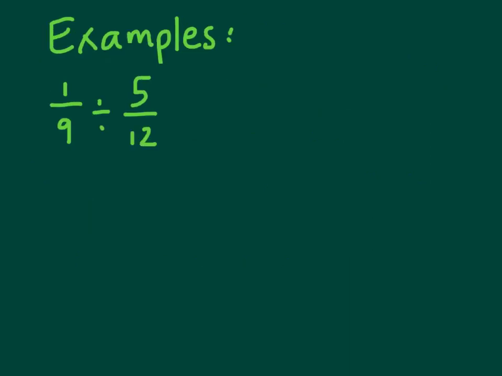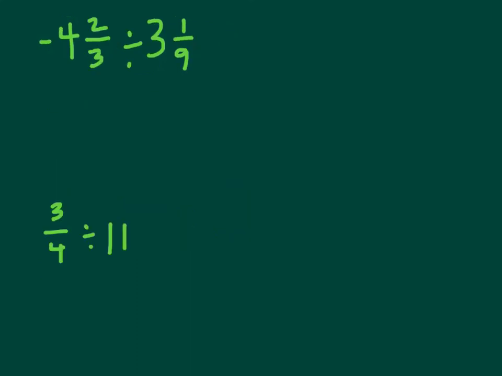All right, let's look at some examples. So we're going to keep the first fraction, flip the second, and change the sign. And then I just multiply normally. I can divide the 9 and 12 both by 3, and I get 4/15.